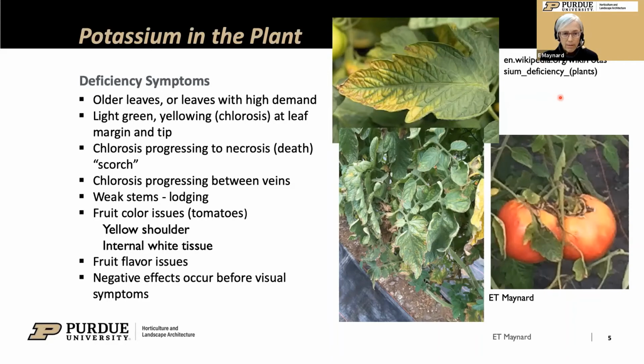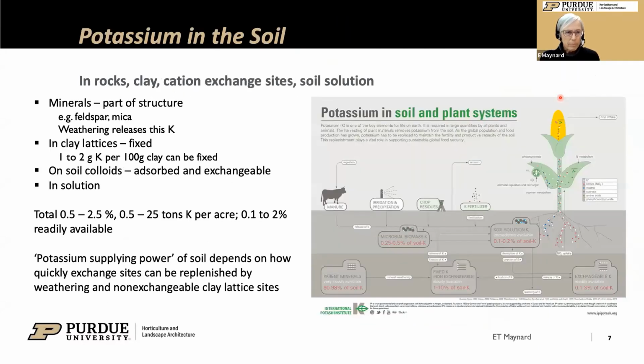Realizing that these negative effects occur before you can even see the visual symptoms, of course. So it's important to have enough potassium there that you don't see these symptoms. If you see these symptoms, you're already a bit behind the 8-ball.